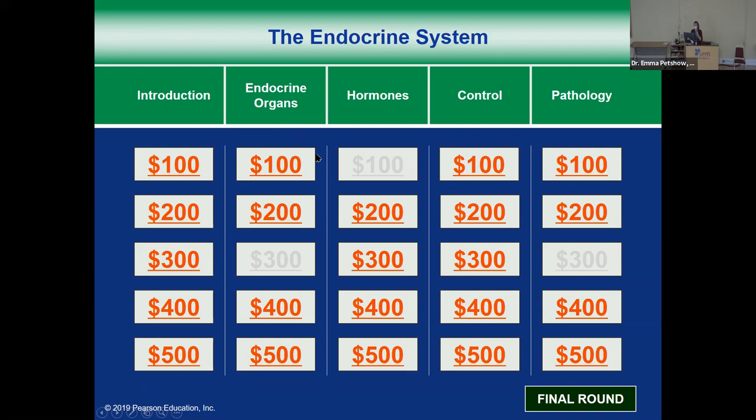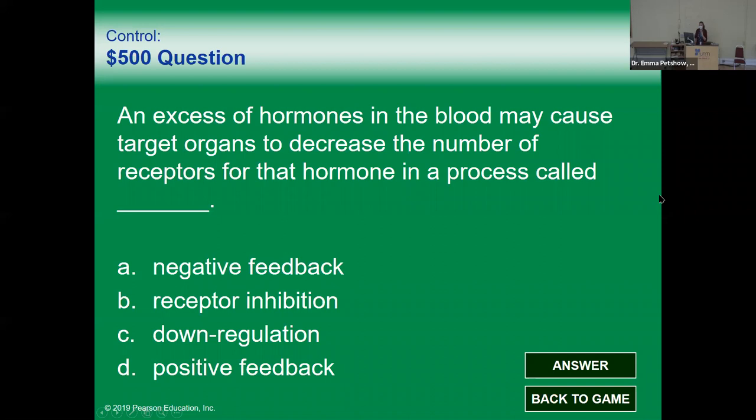Ooh, big one. Control for five. Going for all the money. An excess of hormones in the blood may cause target organs to decrease the number of receptors for that hormone in a process called negative feedback, receptor inhibition, downregulation, positive feedback. Is it negative feedback, receptor inhibition, downregulation, or positive feedback?